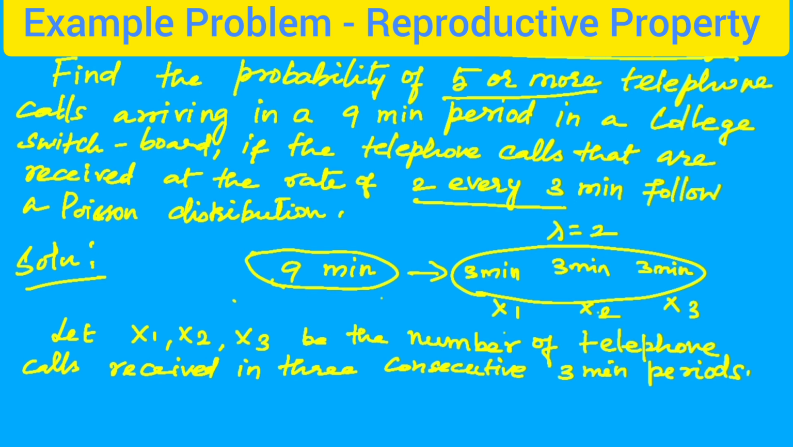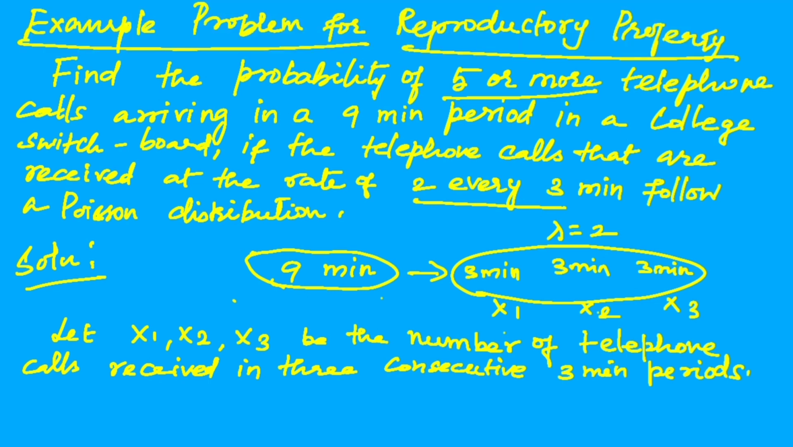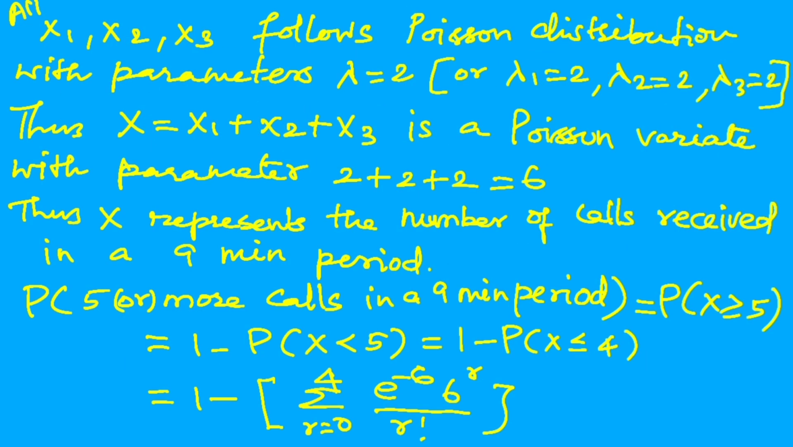The Poisson distribution mentioned here is only talking about a 3-minute period with lambda, that is mean, 2, but they are asking the question about a 9-minute period, and in that period we have to find the probability of the number of calls being 5 or more. So we should classify that 9-minute period as three 3-minute periods: first 3 minutes, second 3 minutes, and third 3 minutes, totally 9 minutes. Each 3-minute category is a Poisson random variable, denoted as X1, X2, X3 respectively. All have common mean lambda equal to 2.